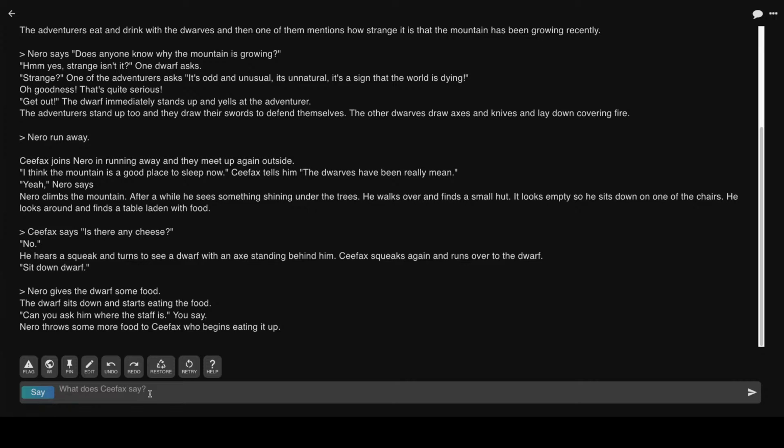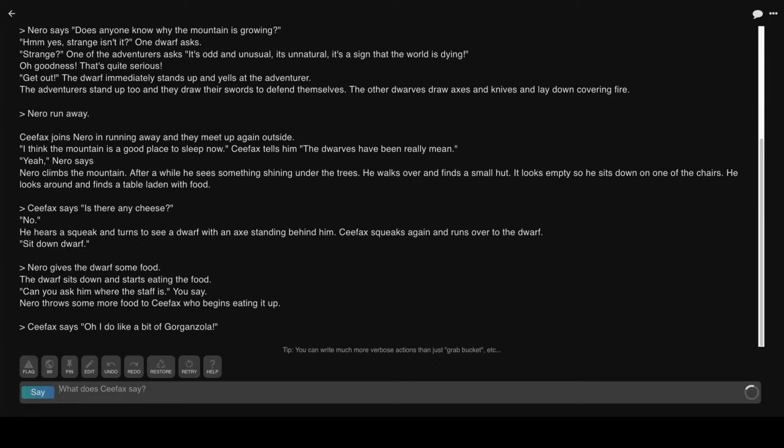Okay. Oh dear, I have a feeling that Ceefax is going to end up as Wallace from Wallace and Gromit. But I'm going to go full in on Ceefax as Wallace. Oh, I do like a bit of Gorgonzola. Really shows up my spelling this. Oh, I do like a bit of Gorgonzola.